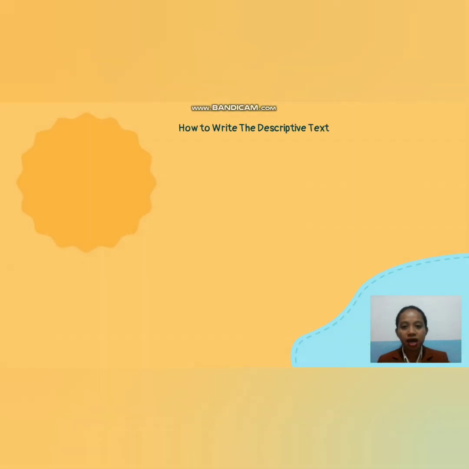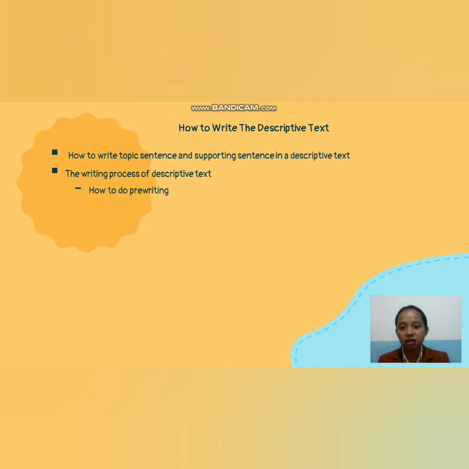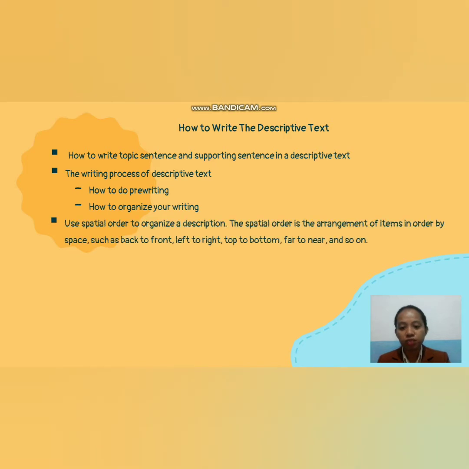Next, how to write the descriptive text. Okay, students, after you understand the descriptive text and the definition and elements of descriptive text, now we are going to discuss how to write the descriptive text. First, how to write the topic sentence, and then the writing process, which consists of how to do pre-writing and how to organize your writing. And then use spatial order to organize the description, such as back to front, left to right, top to bottom, far to near, and so on.